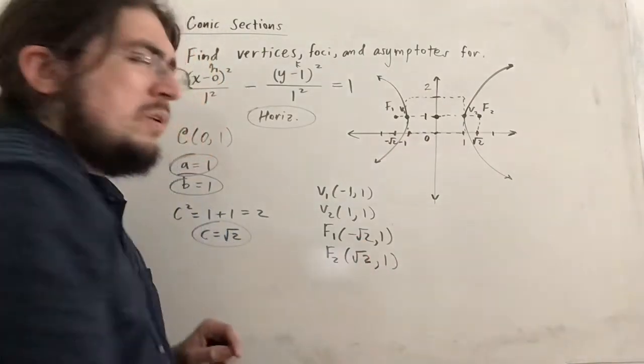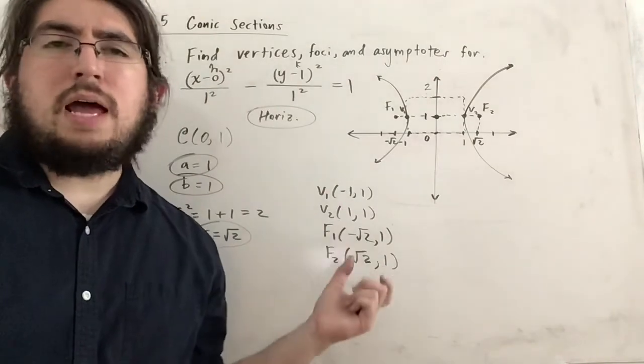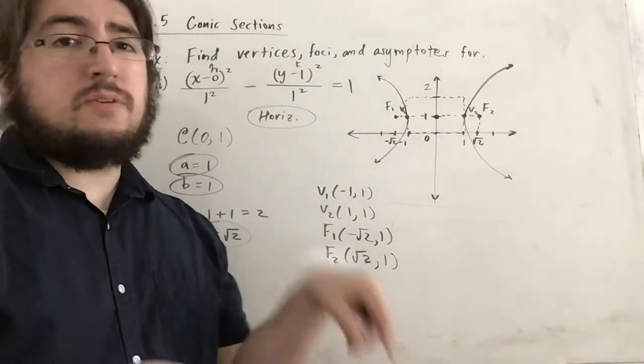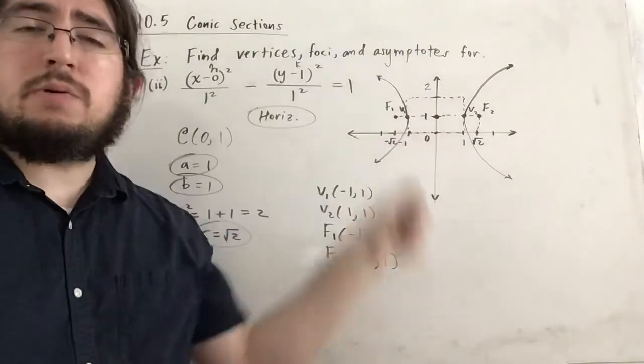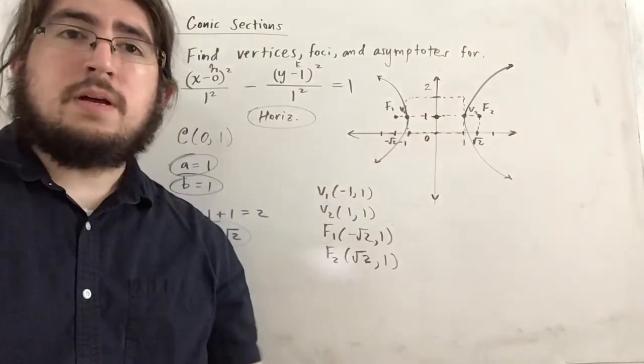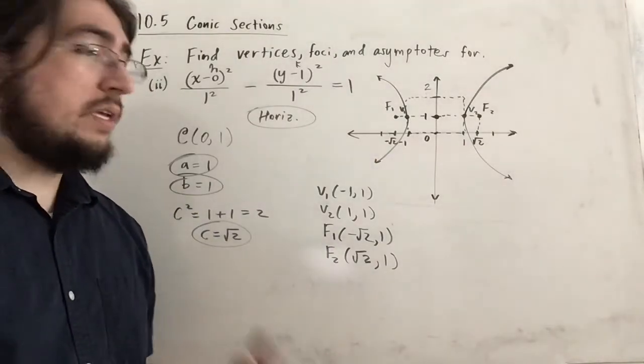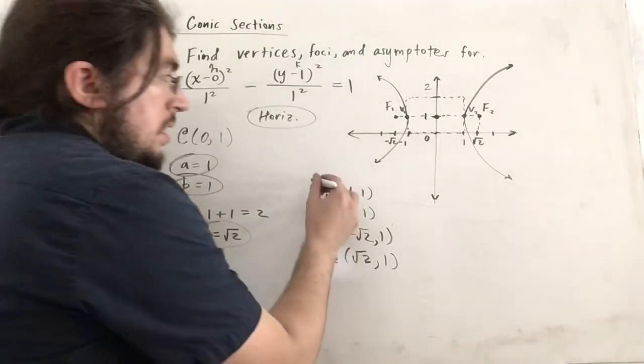So something you'll notice is that the vertices and foci will all have the same y value if it's horizontal. Similarly, if the hyperbola is vertical, they'll all have the same x value because they'll all lie on the same vertical axis of symmetry, which is pretty nice to know. Gives you good insight. There we go.